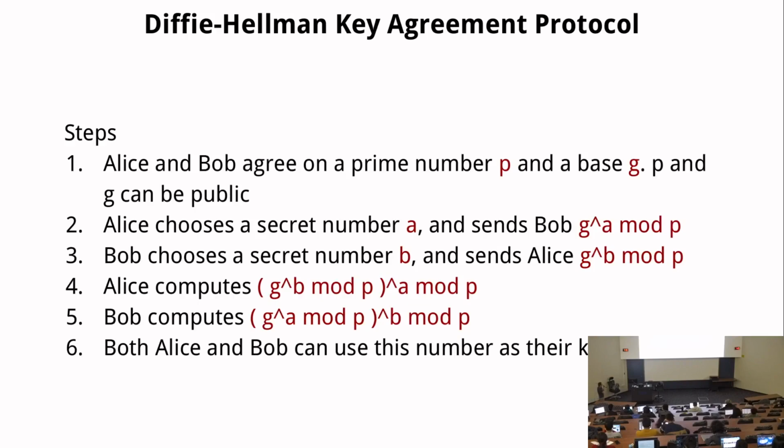So P is public, G is public, A and B are secret. G to the power of A mod P, that's public. G to the power of B mod P, that is also public. So the attacker knows those four numbers, but the attacker in the middle will not be able to compute the shared key. Those are just two different forms of this number, okay?